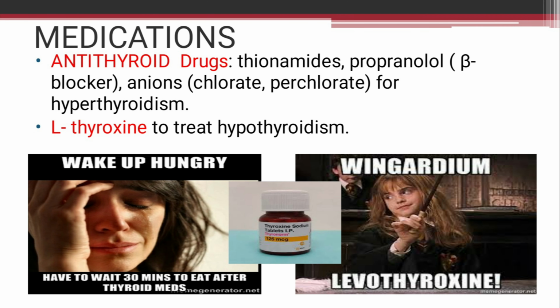Here are some medications that are prescribed during thyroid abnormalities. In hyperthyroidism, antithyroid drugs are used such as thionamides, propranolol, which is a beta blocker, anions like perchlorate and chlorate, then L-thyroxine, that is levothyroxine, which is usually taken to treat hypothyroidism.